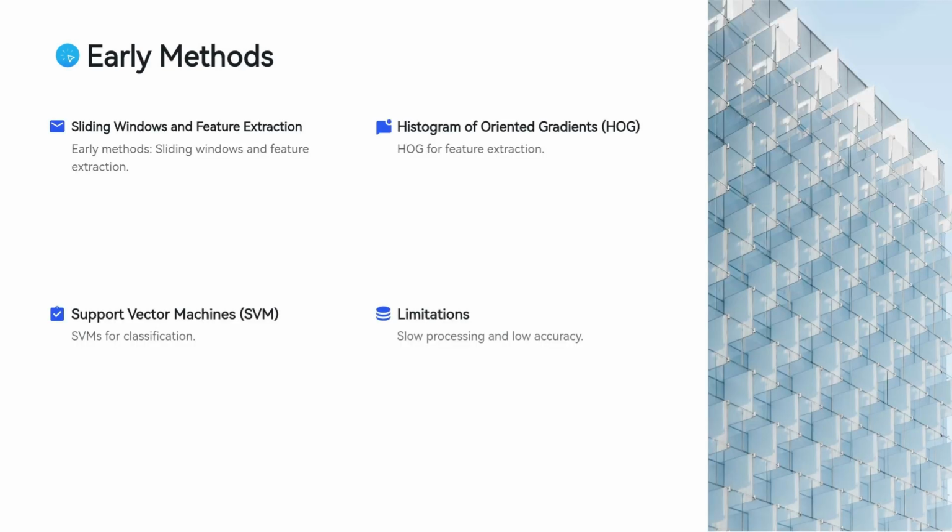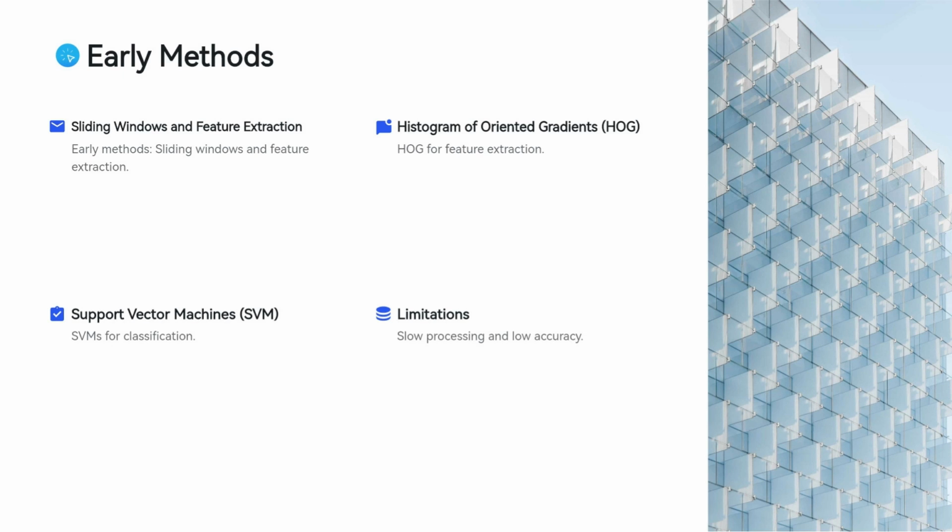In the early days of object detection, traditional methods relied heavily on handcrafted features and simple classifiers. One of the most common approaches was the sliding window technique, where a fixed-size window slides over the entire image, and at each location, a set of features, like edges or textures, was extracted. These features were then used to classify objects within the window.